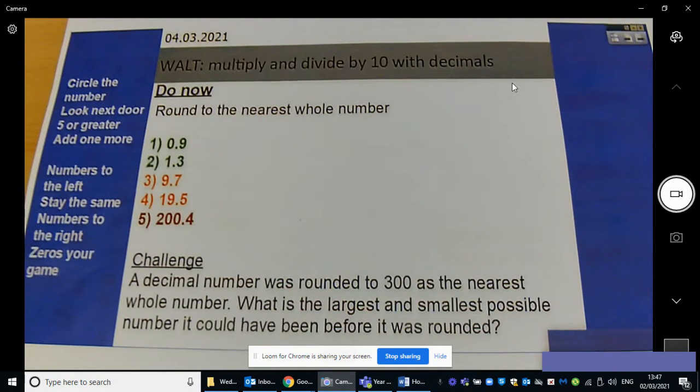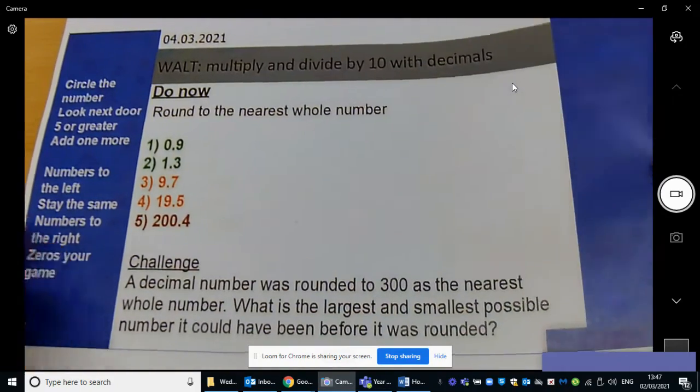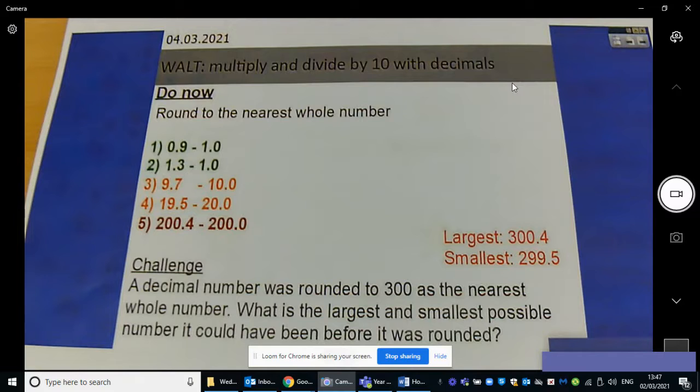Great, so hopefully you've had a chance to go through the do now. Let's have a look at the answers. Grab yourself a different color pen or pencil. So we've got all the answers for you there. And for the challenge, the smallest decimal that could be rounded to 300 would be 299.5, and the largest would be 300.4.